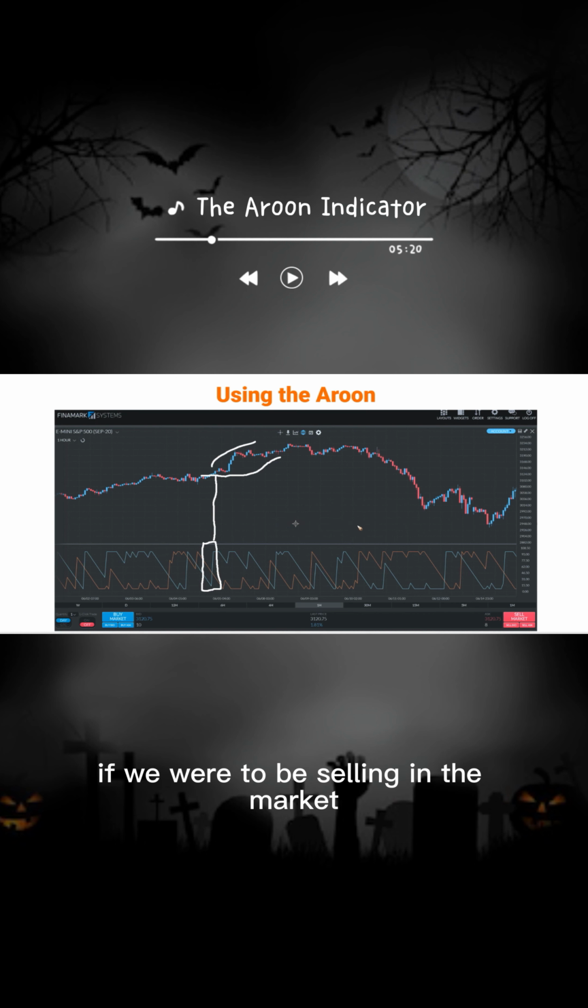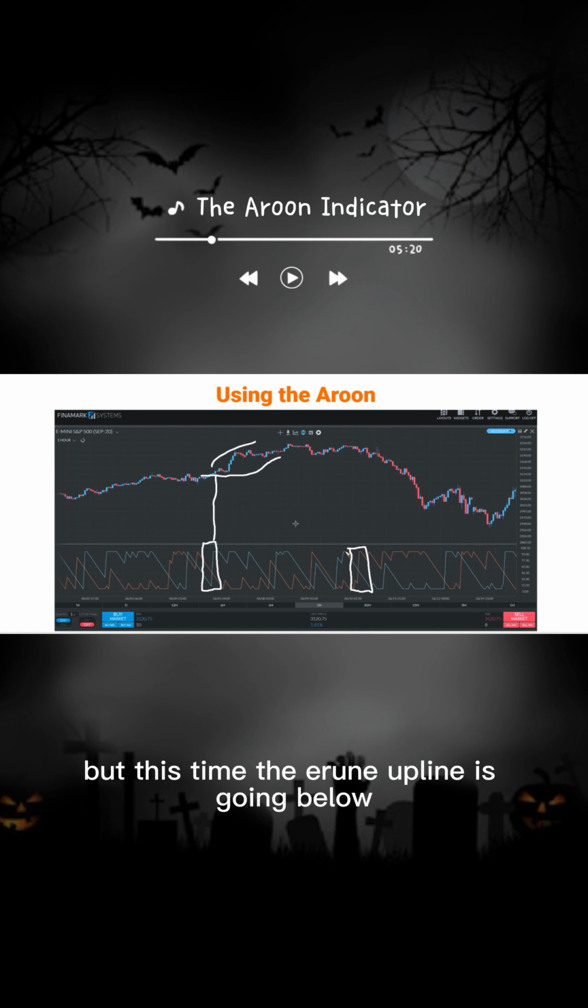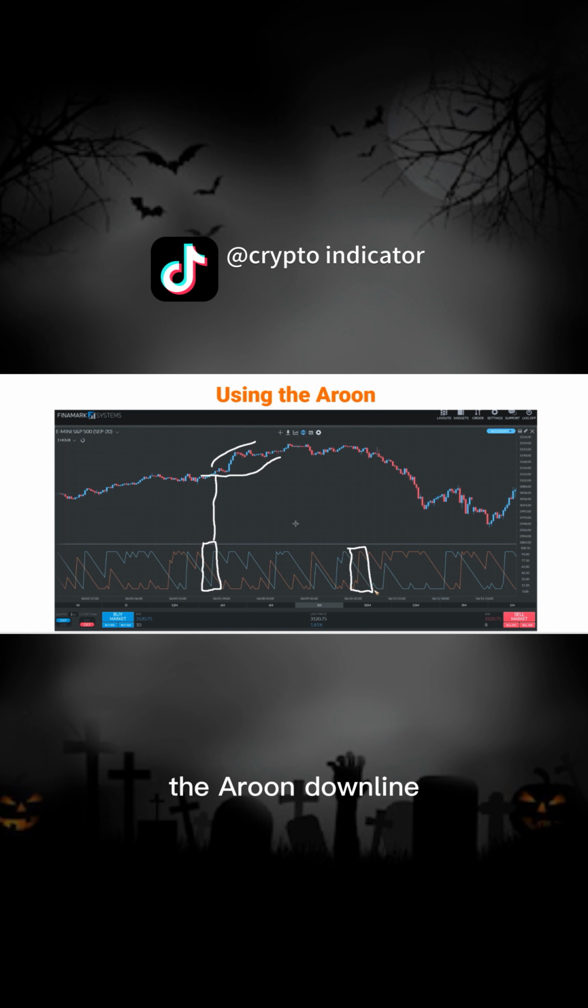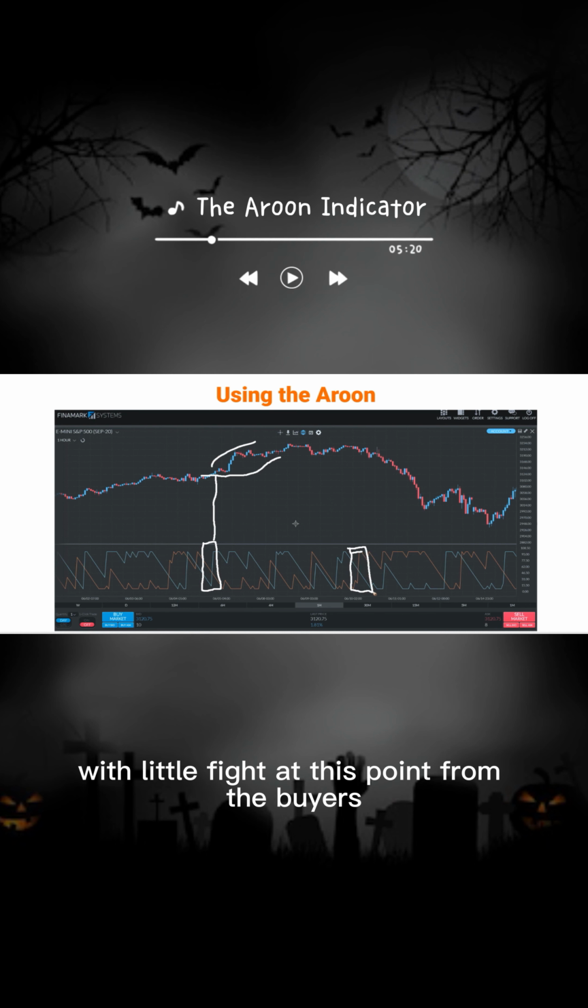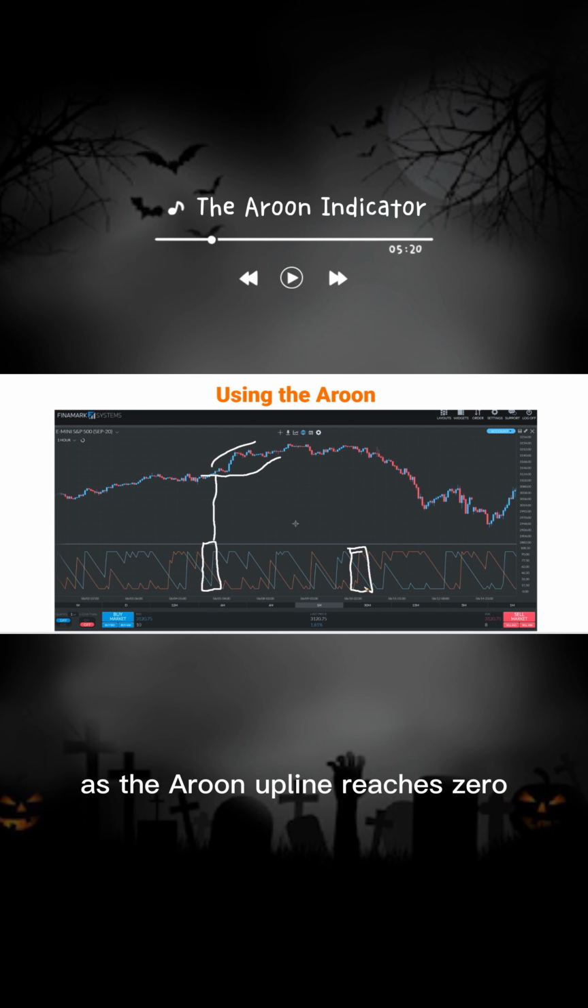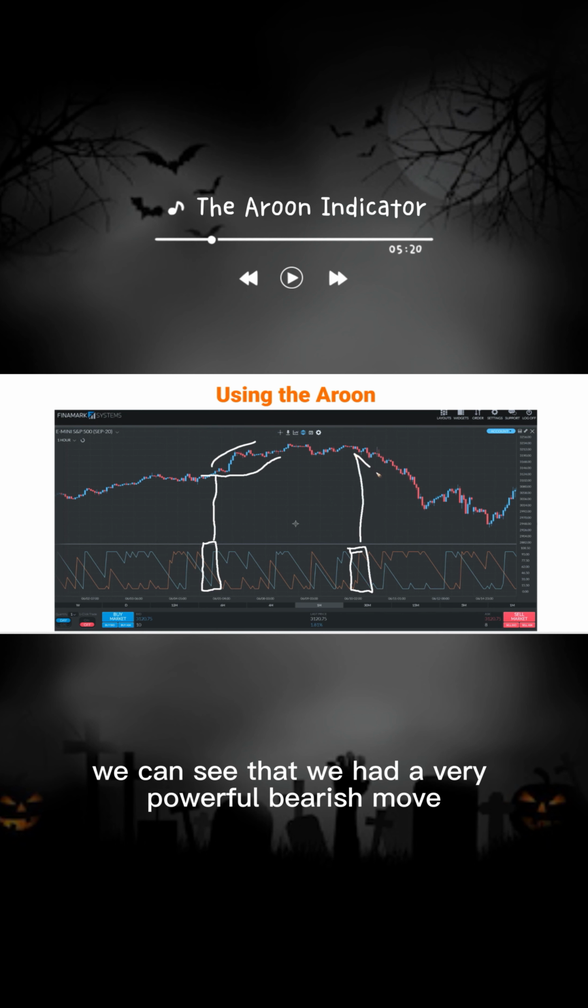If we were to be selling in the market, then we just want to see it happen the other way around, like we had happen here. So we had the Aroon down line and the Aroon up line cross again, but this time the Aroon up line is going below the Aroon down line, and the Aroon downline is going well up here to the 100% mark, indicating a strong bearish trend with little fight at this point from the buyers as the Aroon upline reaches zero. So if we follow this up, we can see that we had a very powerful bearish move after this bearish cross.